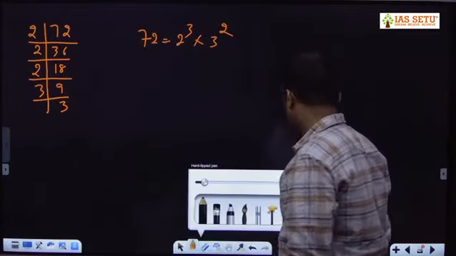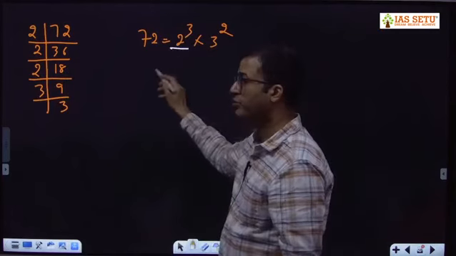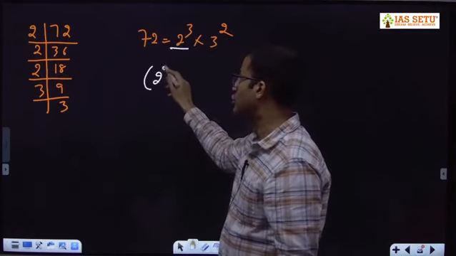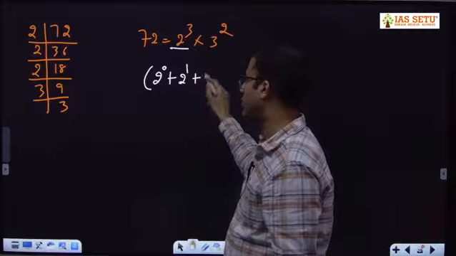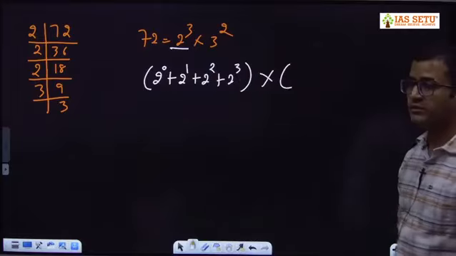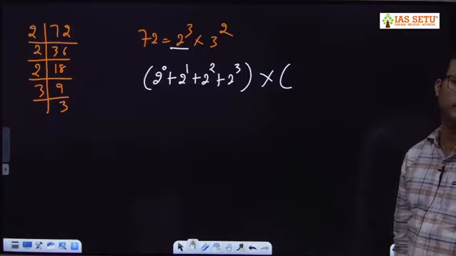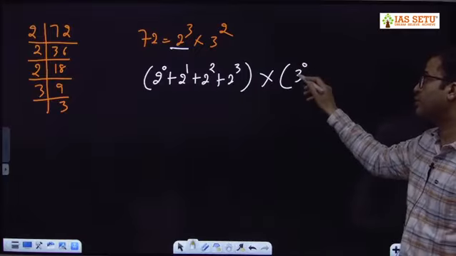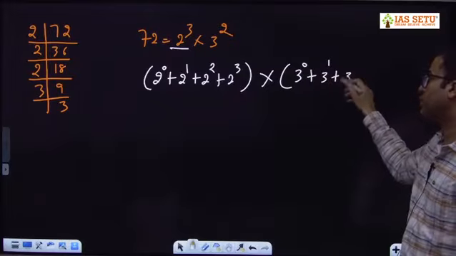Then what is our shortcut for sum of factors? Focus on 2 to the power 3. Bracket start, 2 to the power 0 plus 2 to the power 1 plus 2 to the power 2 plus 2 to the power 3. Multiply with the second bracket, where you have to go up to 3 to the power 2. Start from 3 to the power 0, 3 to the power 1, 3 to the power 2.